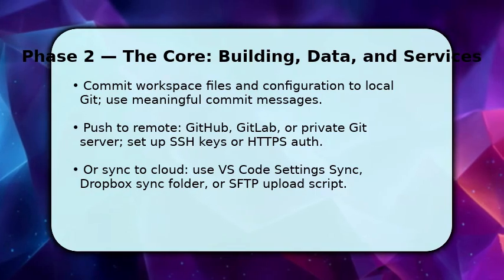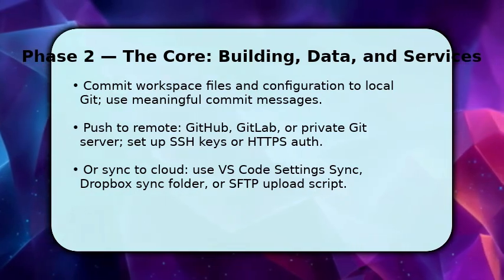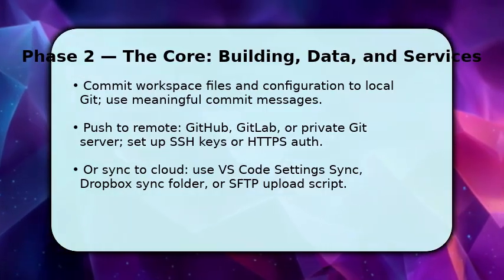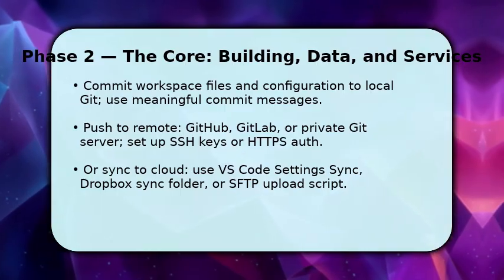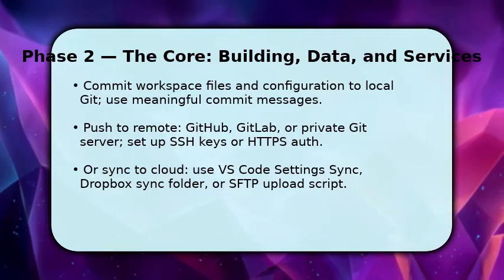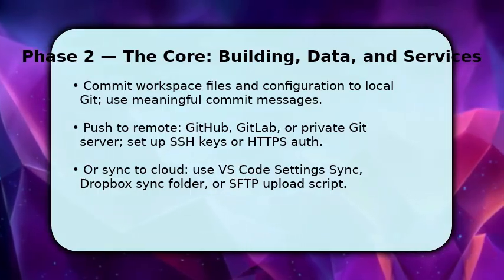Now push your work. Stage and commit the workspace and VS Code configs. Use small descriptive commits so you can revert changes. If you choose a Git remote, ensure SSH keys are loaded or your HTTPS token is ready. Push to a protected branch.